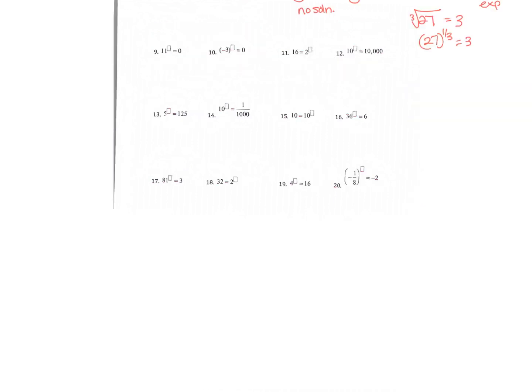So before we go, let's take a look at number 20. I don't really want to give 20 away, but every year a lot of people ask about 20. So let me write a different problem here. Let's do negative 1 over 27 to some exponent, and I'd like to get a negative 3.